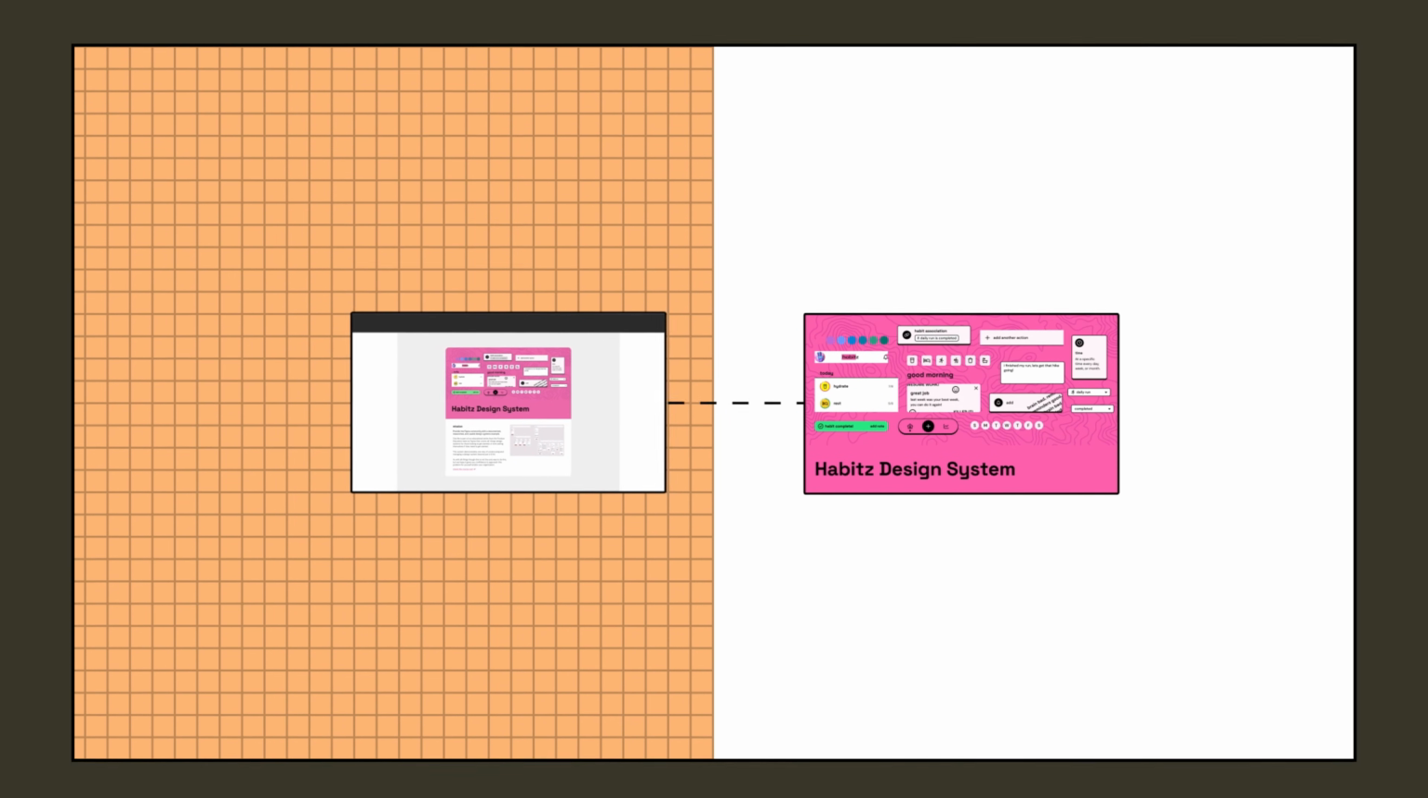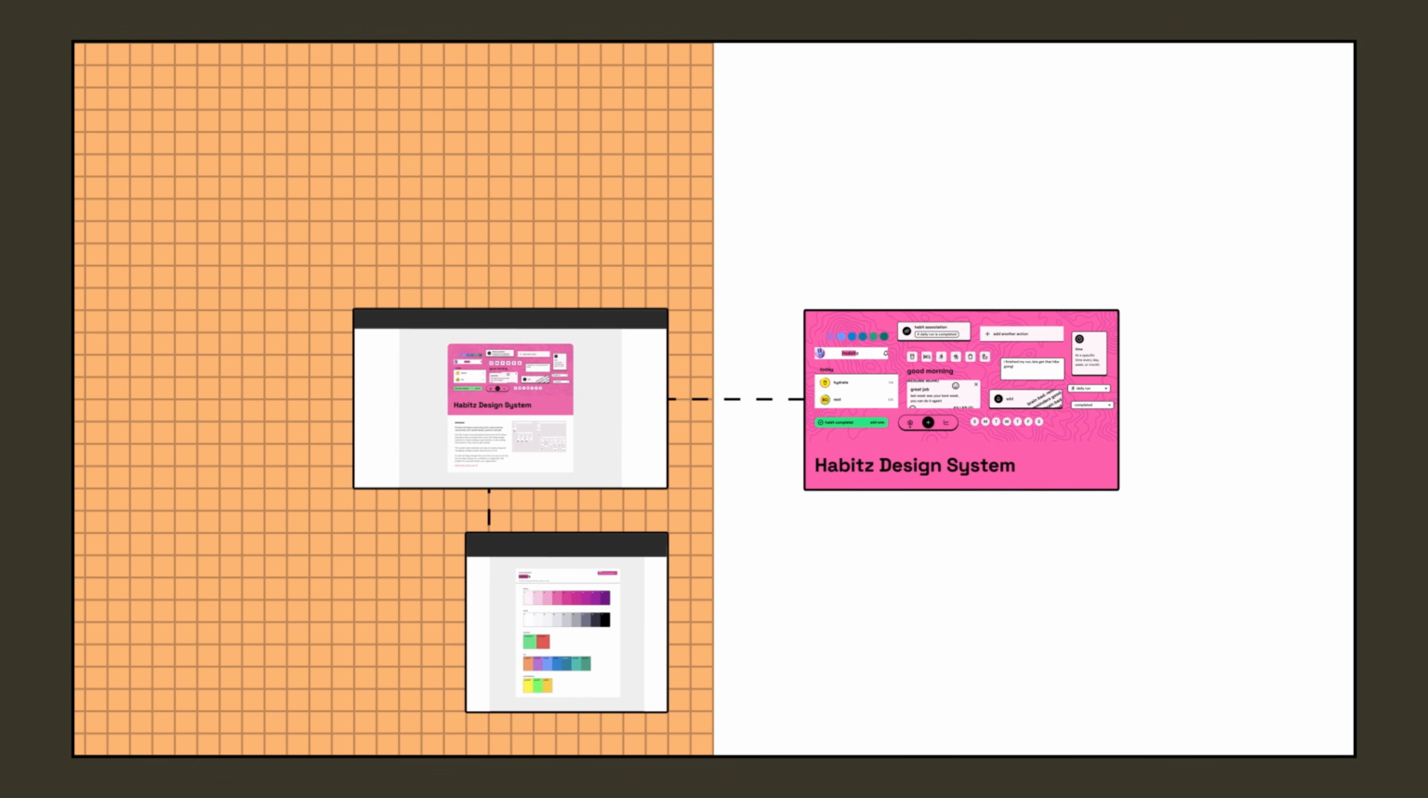In the next lesson, we'll learn about the art of building a design system in Figma. See you there!